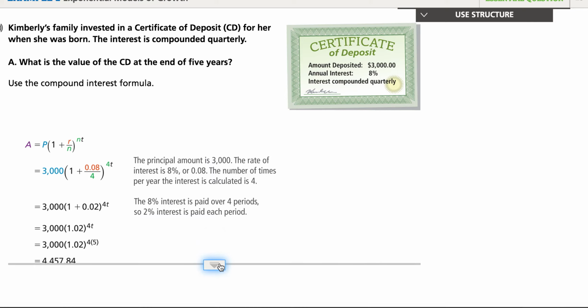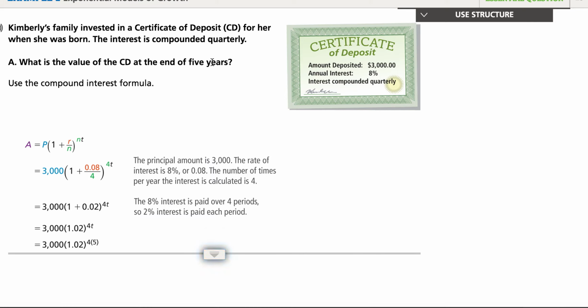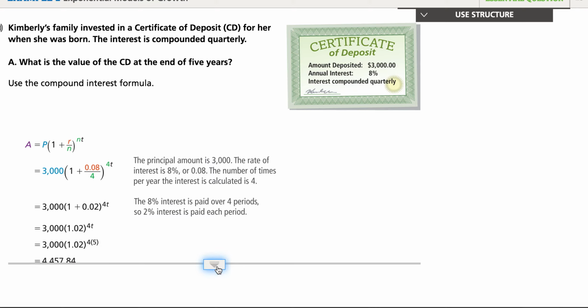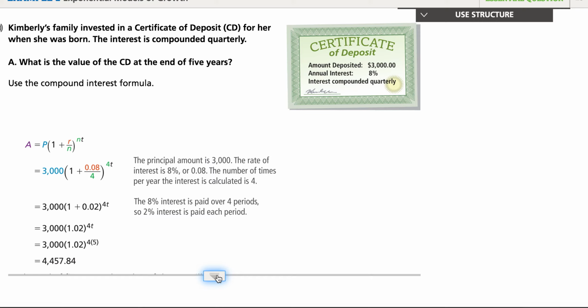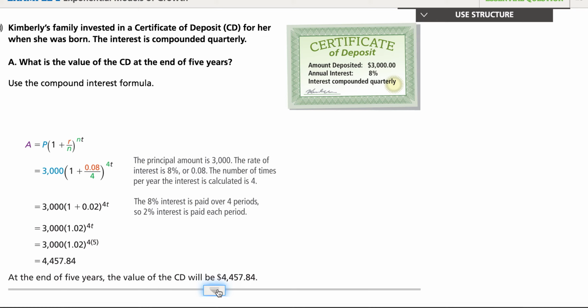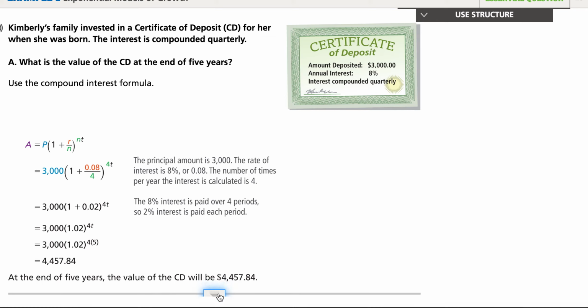Now, the problem is asking us about 5 years. So instead of the variable T here, we're going to plug in the years, which are 5 years. And it gives us the answer of 4,457.84. At the end of the 5 years, the value of the CD will be $4,457.84. Right, let's move on and practice another problem.